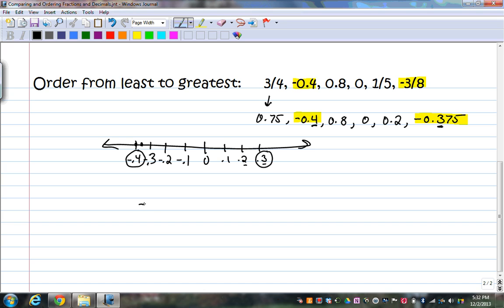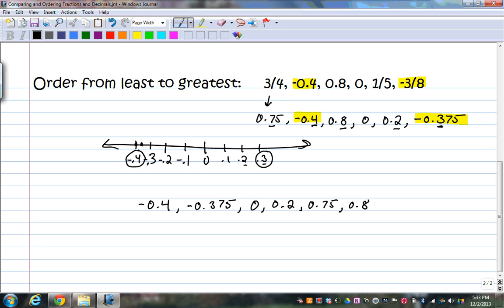So I have negative 0.4 is the smallest, then negative 0.375, and then my next one is just going to be 0 because that's right in the middle of the number line. Not in the middle of all these numbers though. And then what I can do is I compare my next numbers, the positives, digit by digit. I have a 2, I have an 8, and I have a 7. 2 is going to be the smaller of them. Then it will be 0.75, and then the last one, 0.8. That would be in order from least to greatest.